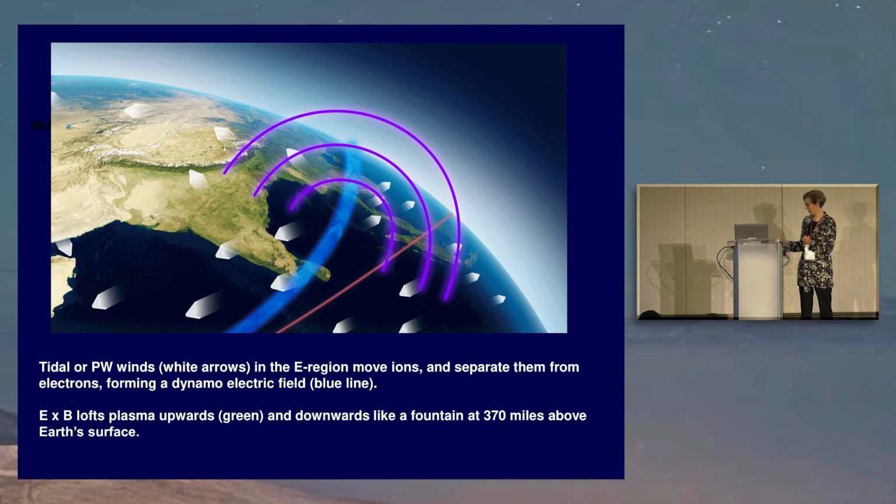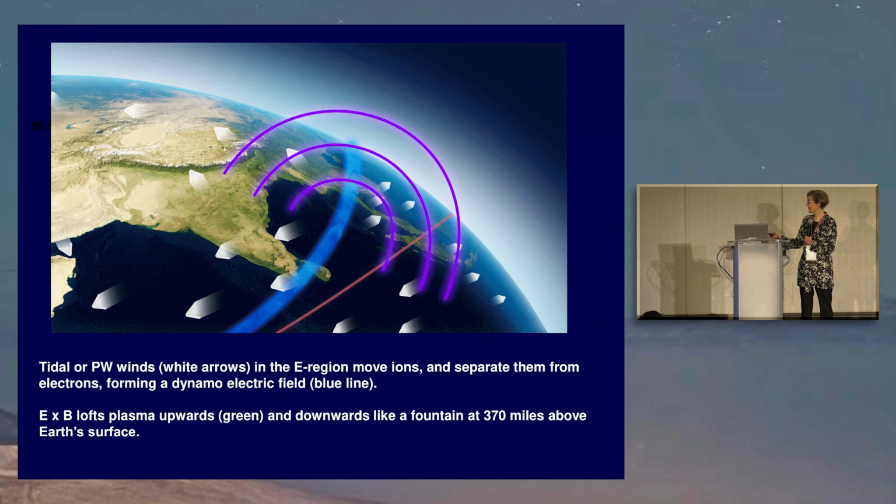And at some point, up at about 600 kilometers or so, through diffusive forces, gravitational forces, and plasma pressure gradient forces, the particles at the F region altitudes settle down.